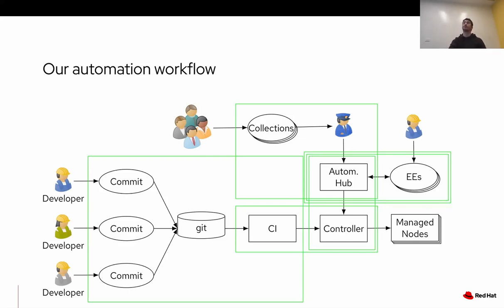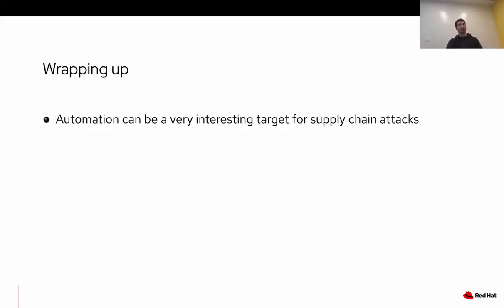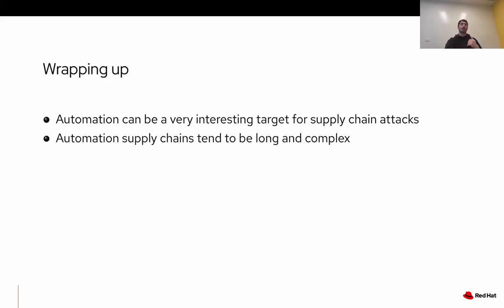So a few conclusions. First of all, automation can be a very interesting target for supply chain attacks due to the fact that we tend to run with privileged access on our systems. The second aspect is that automation supply chains tend to be very long and complex, which means that it's sometimes easy to forget about some parts of it.